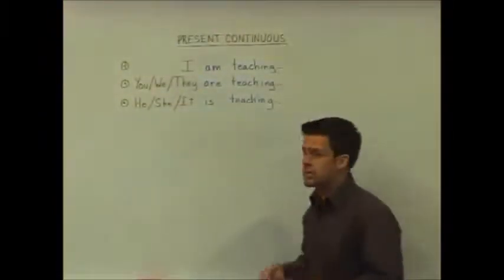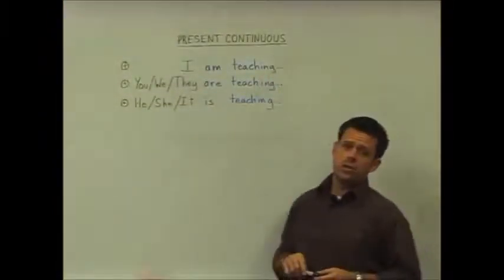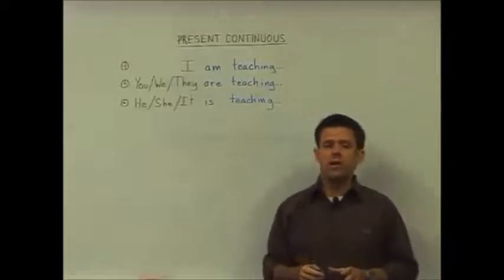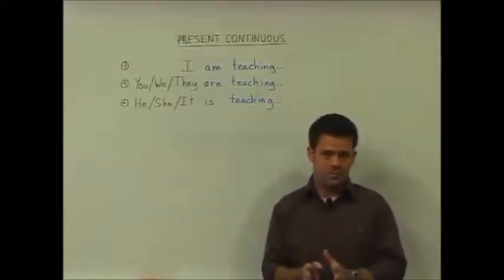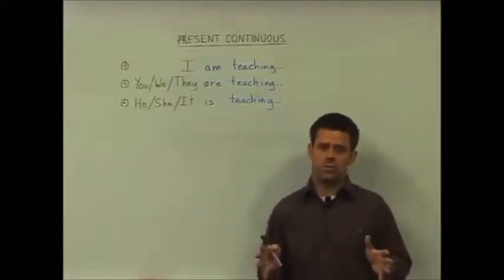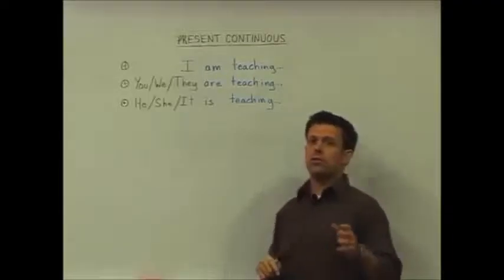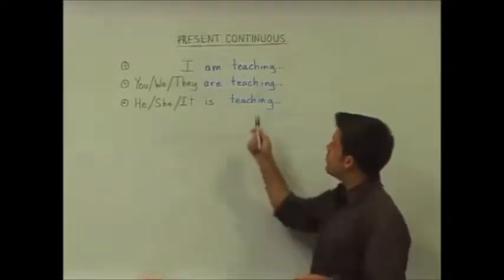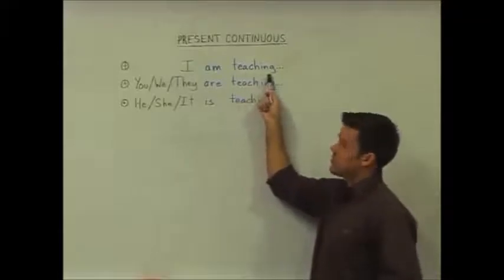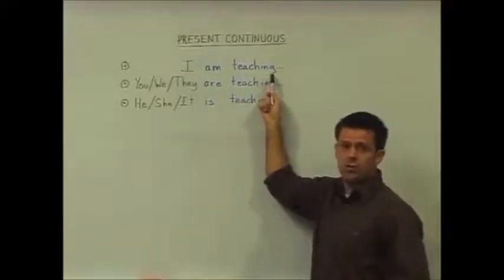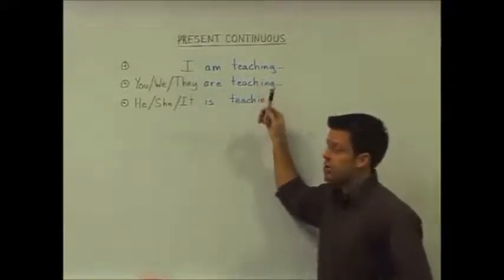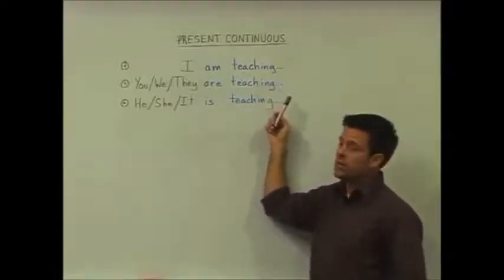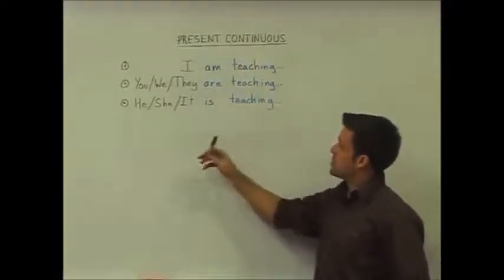Now let's take a look at the present continuous tense. The continuous tense is used to talk about actions in progress at the time of speaking or around the time of speaking. The first thing to notice with the continuous tense is that we must use the verb plus ing form, also known as the present participle. You'll see it in any continuous tense, especially with the present continuous.